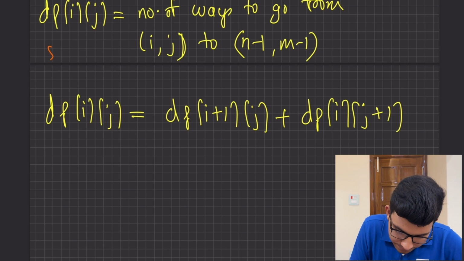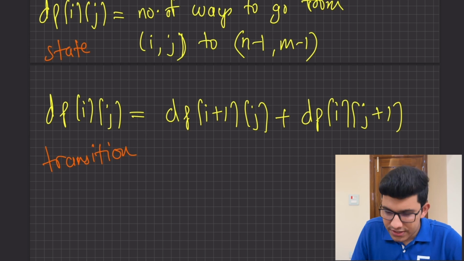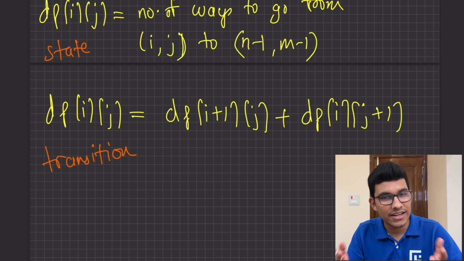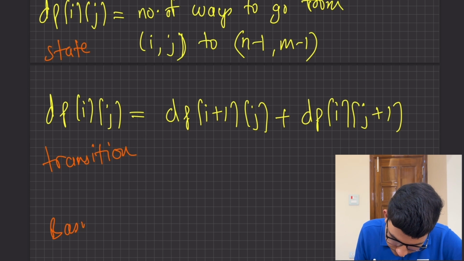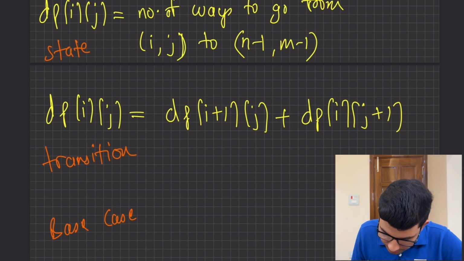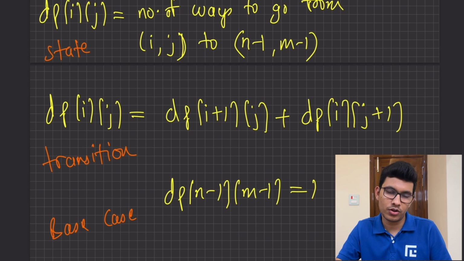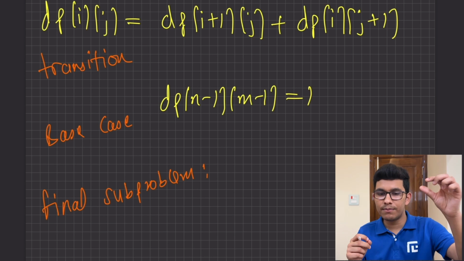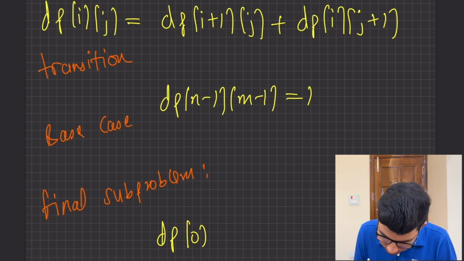So this is the state. This is the transition. The base case would be very simple. When you reach the end at dp of n minus 1, m minus 1, the answer is just 1. There are no more ways to break it into a smaller subproblem. So the base case is dp of n minus 1, m minus 1 is equal to 1. Just one way to go from n minus 1, m minus 1 to n minus 1, m minus 1. The final subproblem is also very clear, right? It is simply the number of ways to go from 0, 0 to n minus 1, m minus 1. So the final subproblem is dp of 0, 0, right?